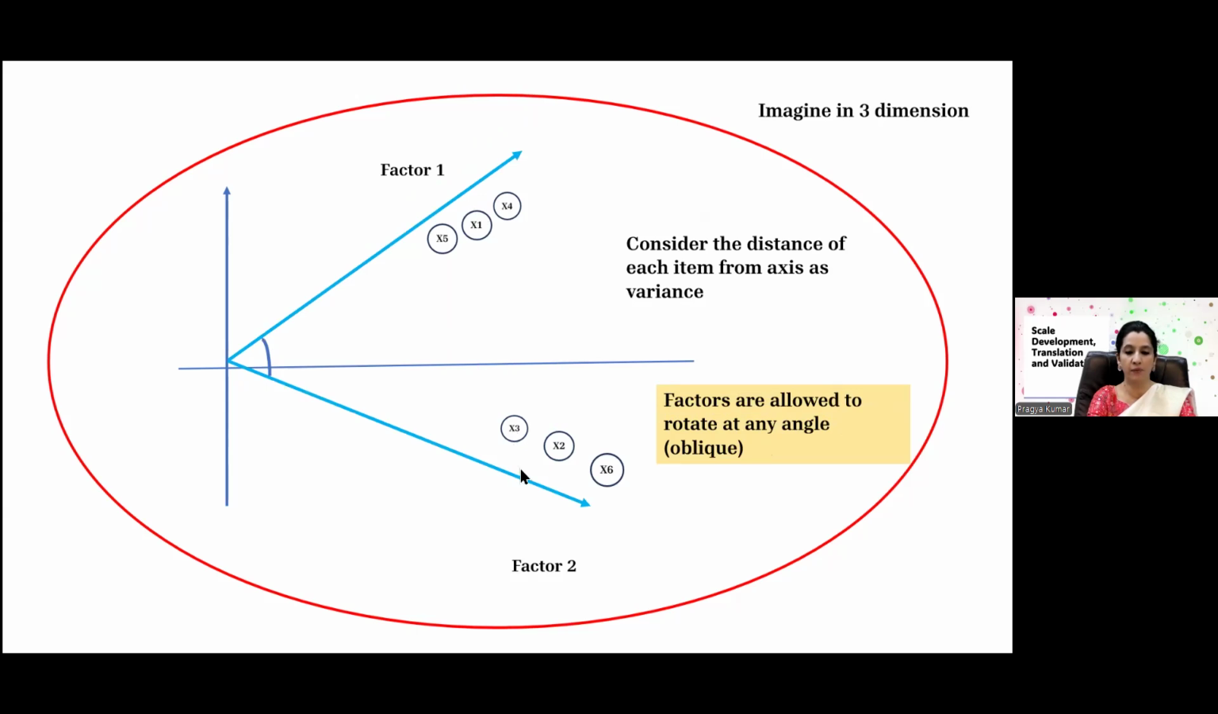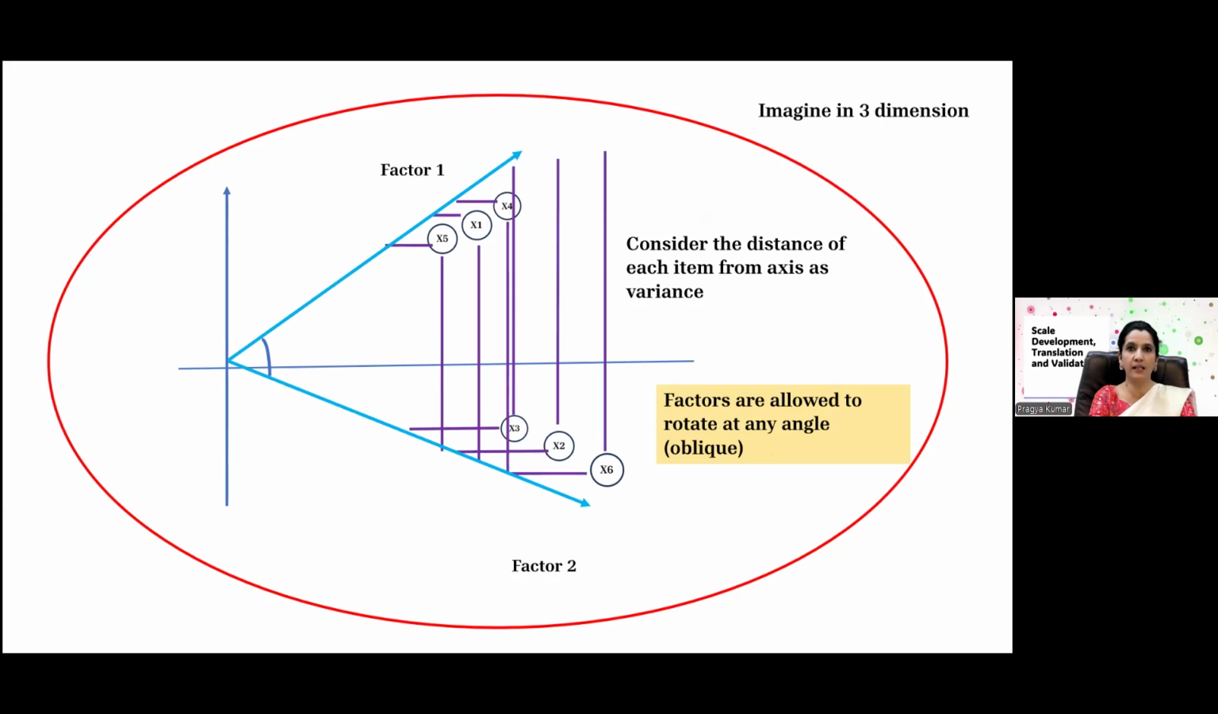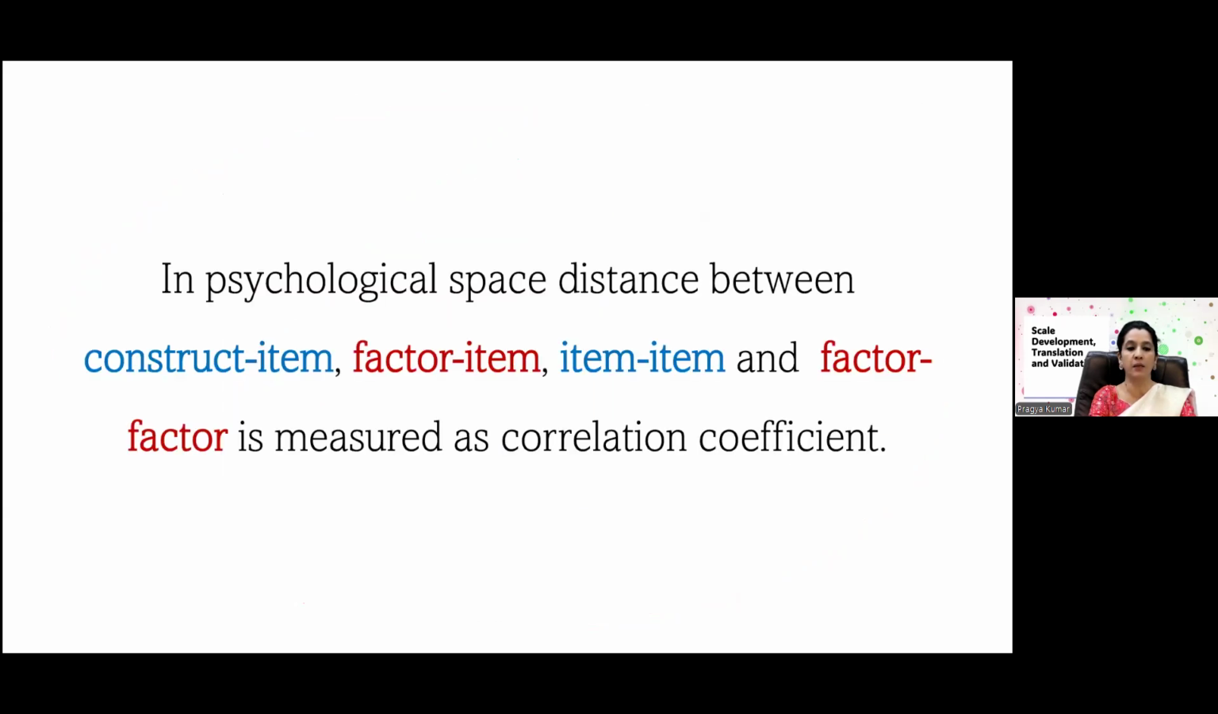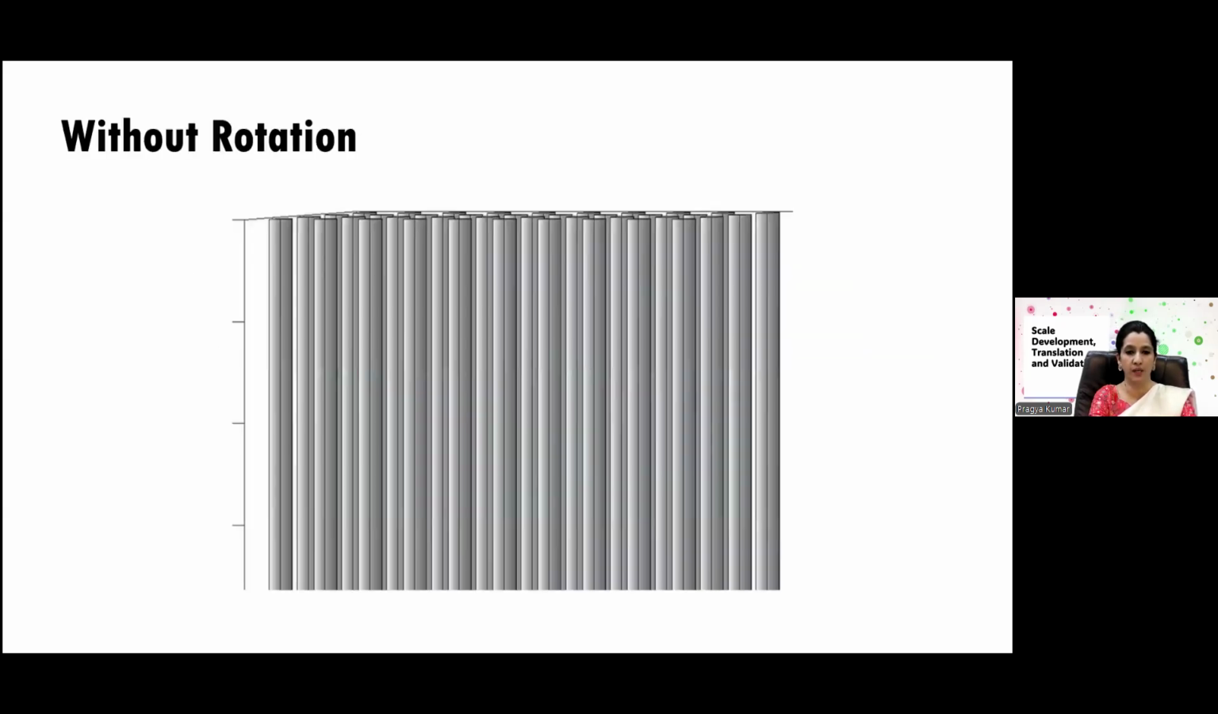minimal from this axis. If you calculate these distances, if you add them, you will find that these are the minimal. So that's why in psychological space, the distance between the construct item, the factor item, and factor, this all is measured as a correlation coefficient. So this example is given in Robert.